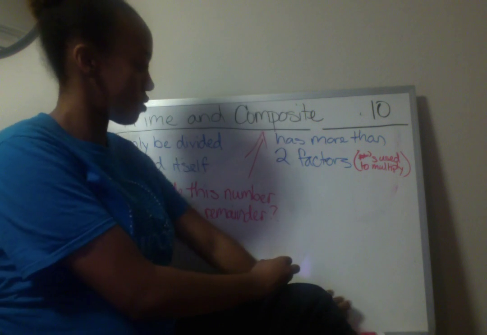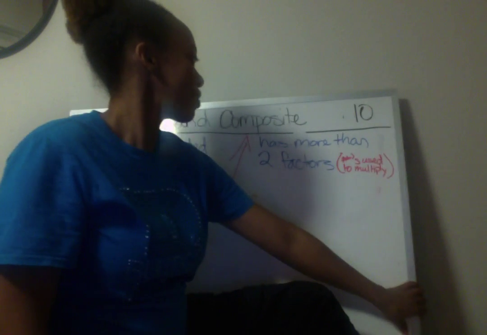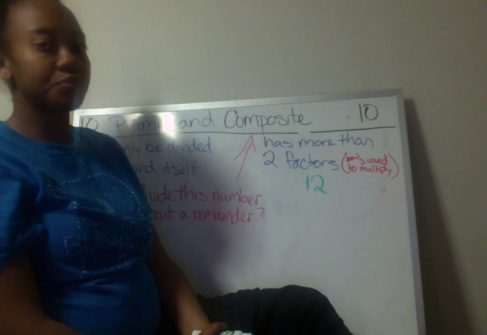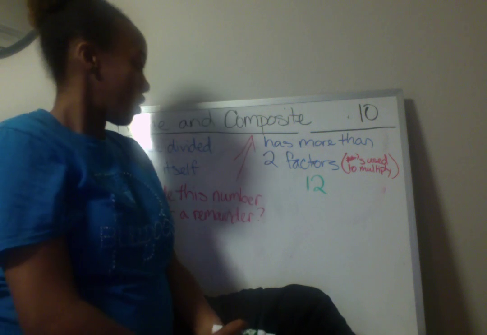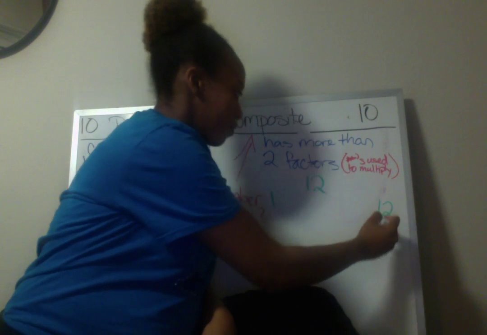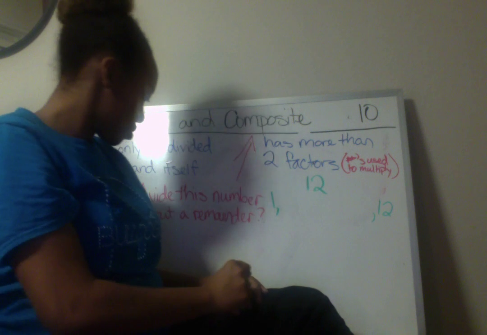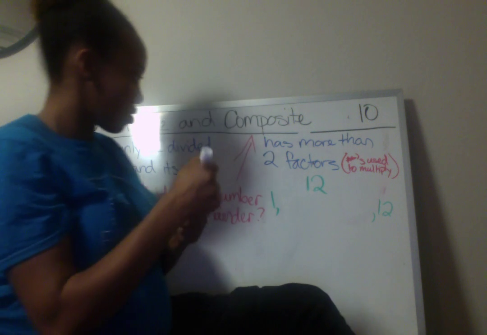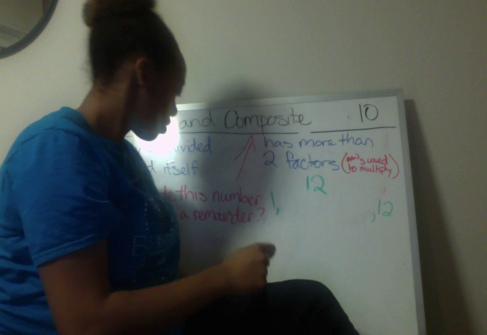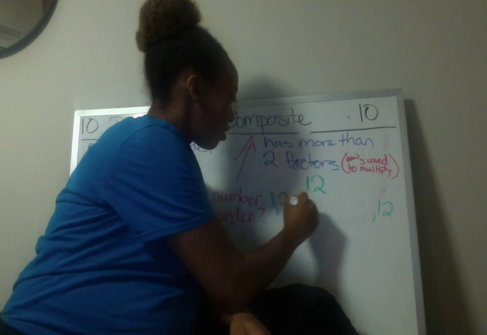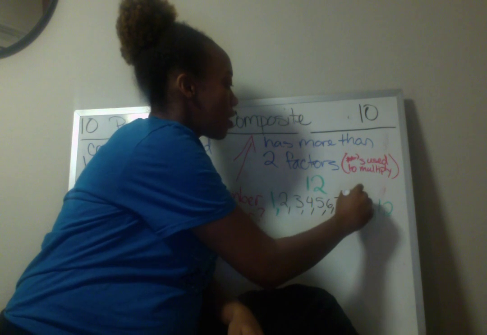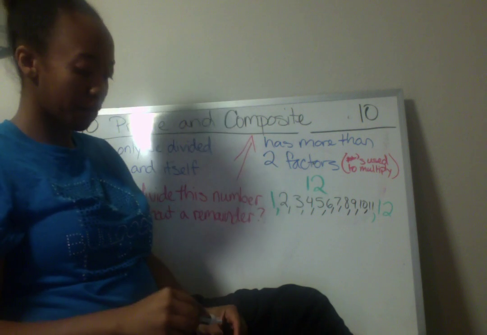Let's use 12. Let's start with 12. So if I'm looking at the number 12, the numbers that fall between 1 and 12 are 2, 3, 4, 5, 6, 7, 8, 9, 10, 11. Right?